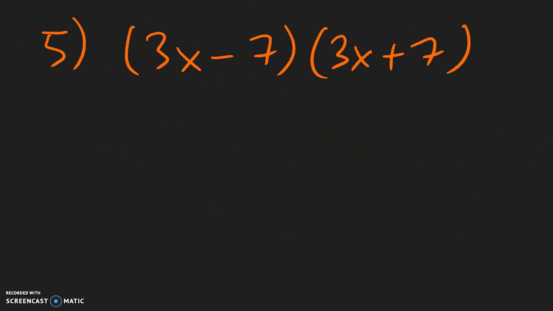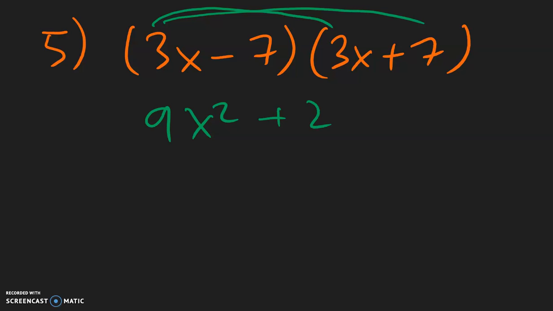For number 5, the two parentheses are right next to each other, so we know we're multiplying. 3 multiplied with 3 is 9x, and x times x is x squared. 3 times 7 is 21, and we have 1x. Negative 7 times 3 is going to be negative 21x, and negative 7 times positive 7 is negative 49.